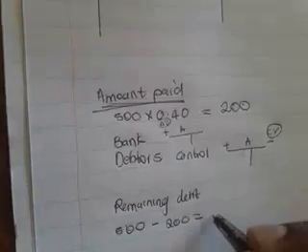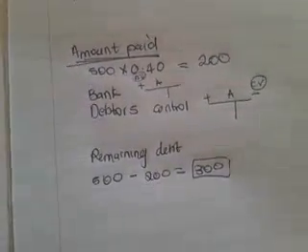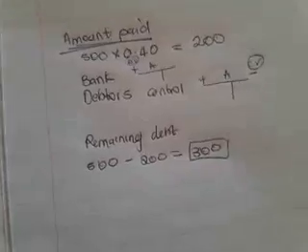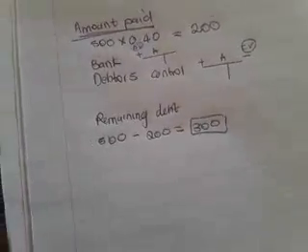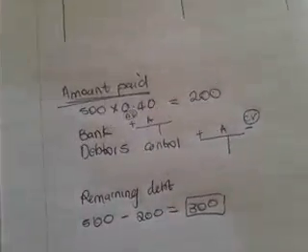200 rand. What is left? It is 300. Since this person was declared insolvent, it means this person can no longer pay, right? They can no longer pay, and therefore we need to write them off. If someone can no longer pay us, there's nothing that we can do. We just write this person off to bad debt, right?